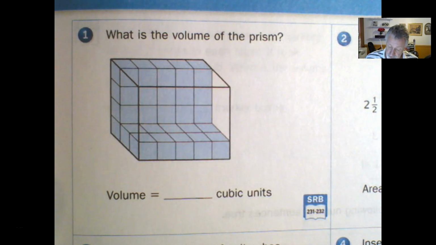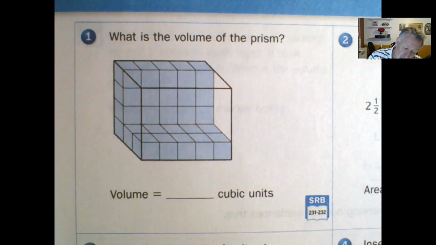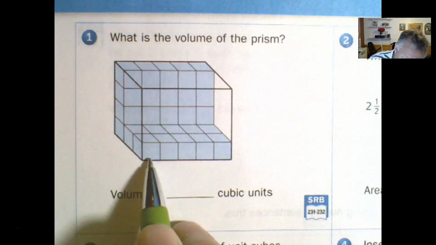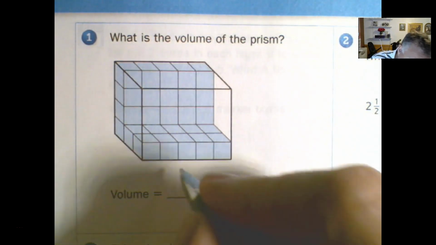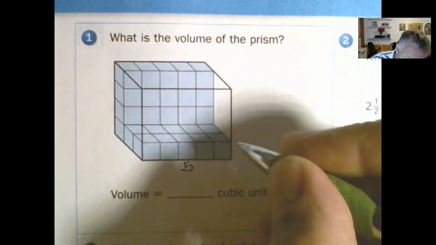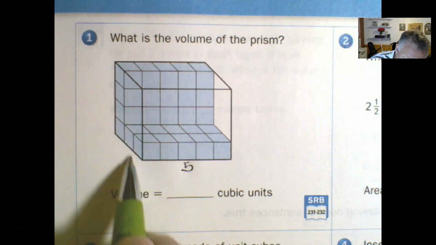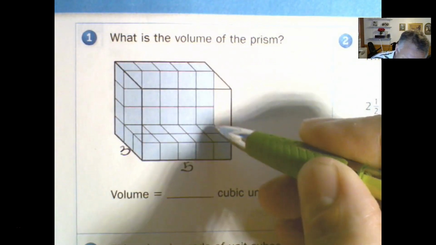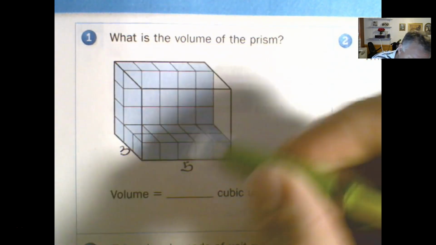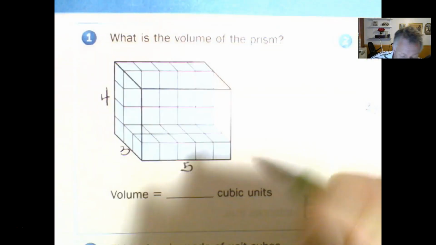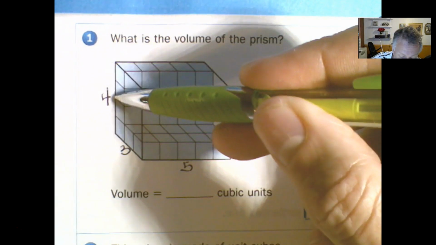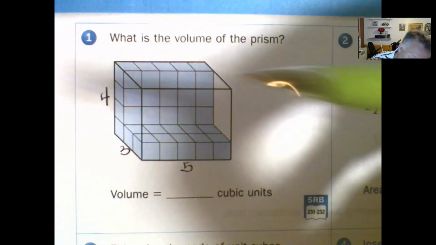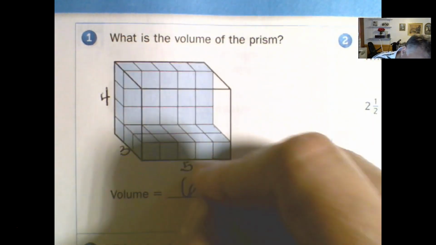Math Journal, page 33. Problem number 1. What is the volume of the prism? And just like we've been doing for weeks now, 1, 2, 3, 4, 5, length times depth or width, 3 times height, 1, 2, 3, 4. Okay, let's do 5 times 4 first. That's easy. It's 20, and 3 groups of 20 is 60.